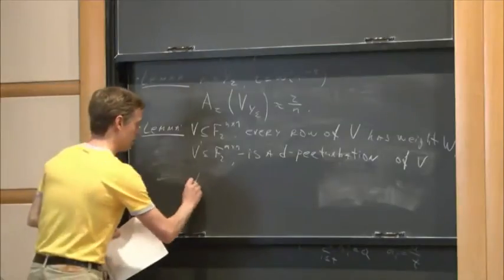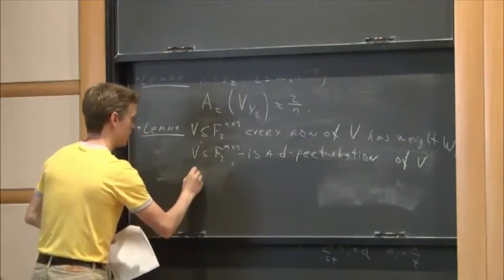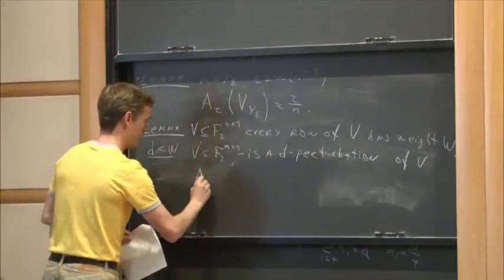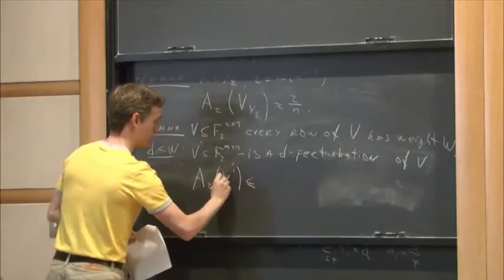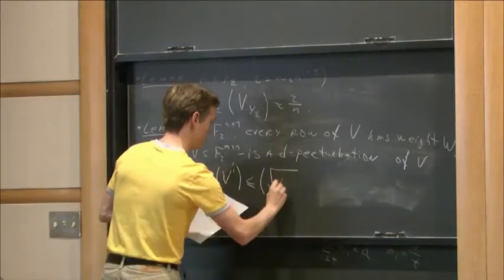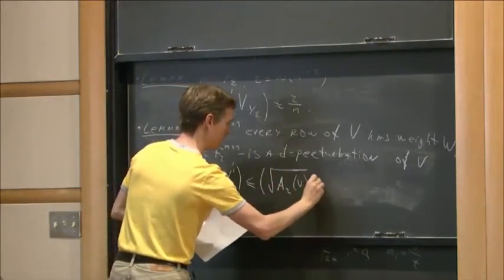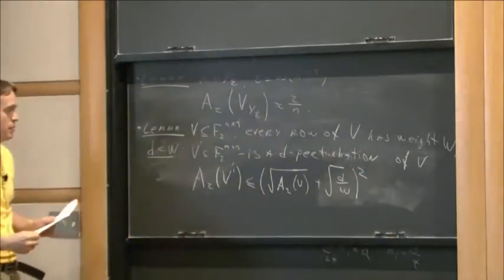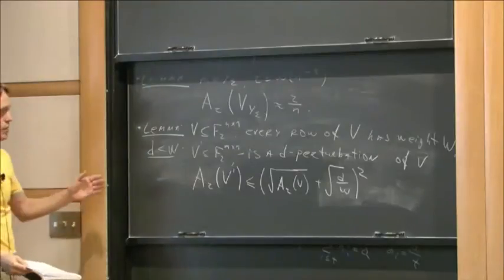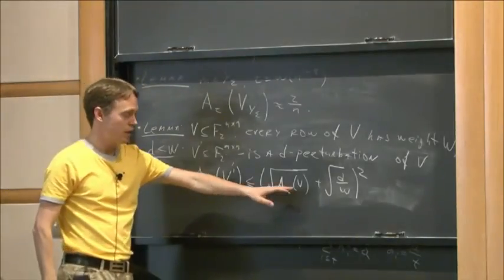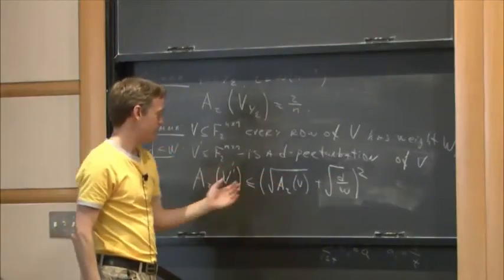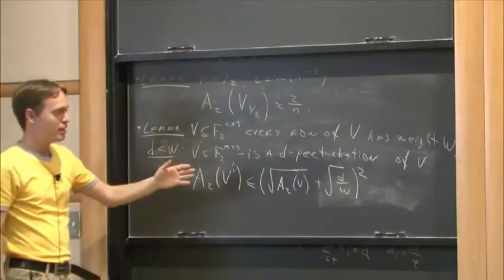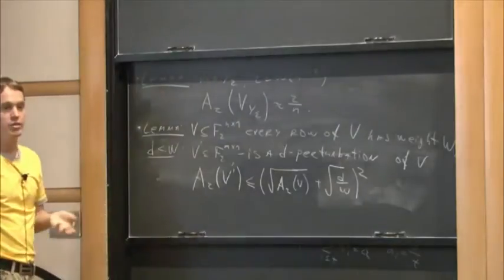And the relation is the following. Assuming that d is less than w, we have that a sub r of V prime is at most the square root of a sub r of V plus the square root of d over w squared. And this says what one would expect. If a sub r is small and d is small compared to w, then a sub r of V prime would also be small. If I take a matrix which is inapproximable and perturb it a little, changing it in a small number of coordinates, the resulting matrix would still be inapproximable.